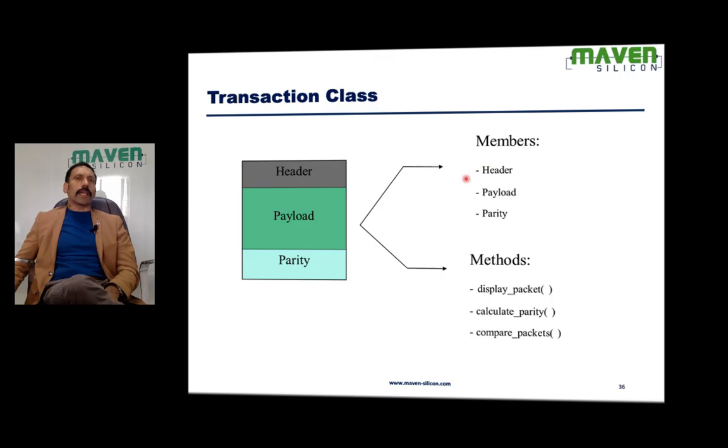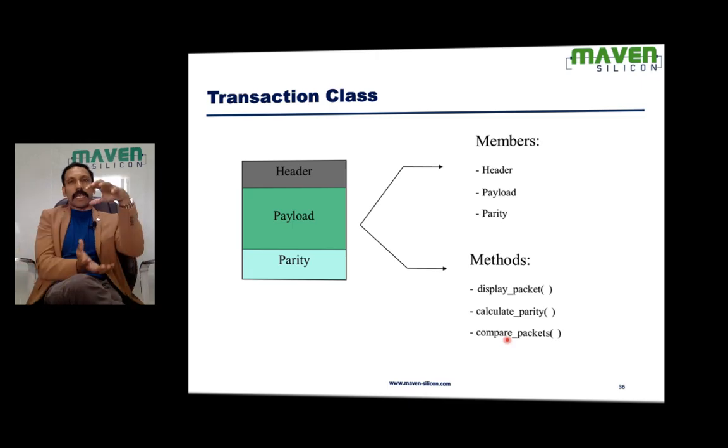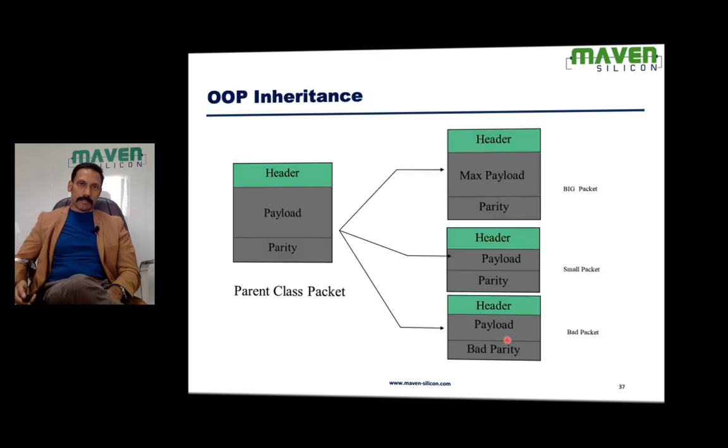Members are nothing but all the variables or the fields. Here the packet has header, payload, parity, so all of them can be defined as members. But what we want to do with members, later on we want to display these variables, or calculate parity from payload, or compare two different packets. Maybe while defining the scoreboard, we want to compare two different packets. We can think of defining the functionality of how we can compare the packets. This is how we encapsulate the definition. So the packet will have both members and methods like this.